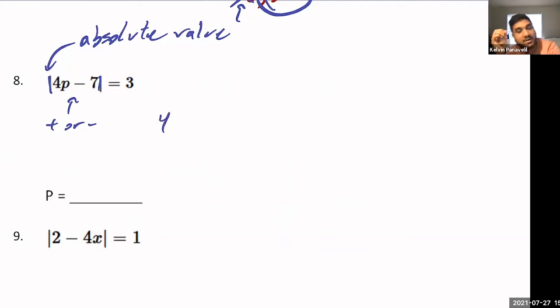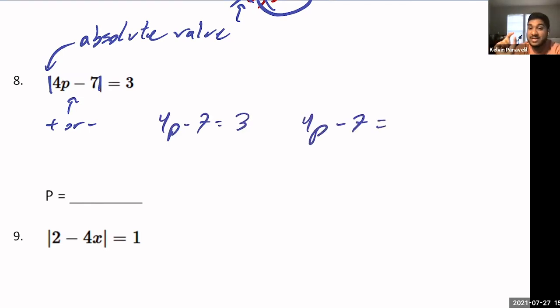So whenever you have absolute value, you're going to have two solutions, right? So first rule is make sure that the absolute value is equal to a positive number. If it was like the absolute value equals negative 3, automatically no solutions, right? Because absolute value can never be negative, right? But all you do is drop down, right? The first one is going to be 4p minus 7 equals 3. And the second equation is going to be 4p minus 7 equals negative 3, right? So now we're going to use those to solve, right?